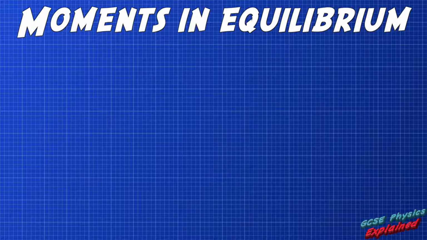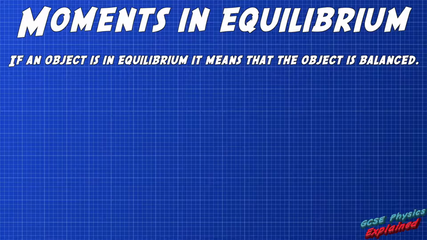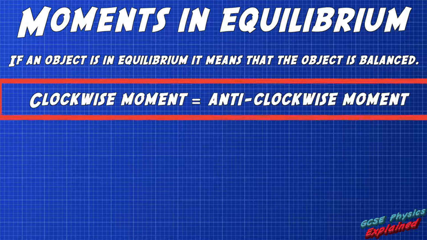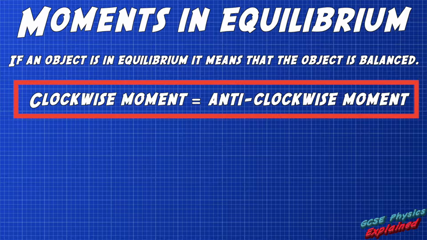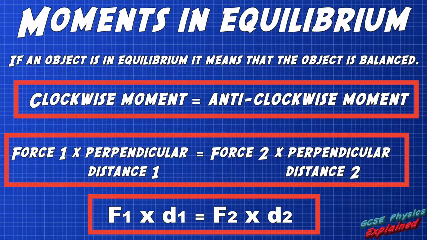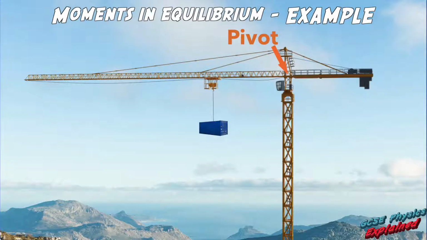Moments in equilibrium. If an object is in equilibrium, it means that the object is balanced, which means that the clockwise moments acting on the object equal the anti-clockwise moments. So force 1 times by perpendicular distance 1 equals force 2 times by perpendicular distance 2. Here's an example to explain.